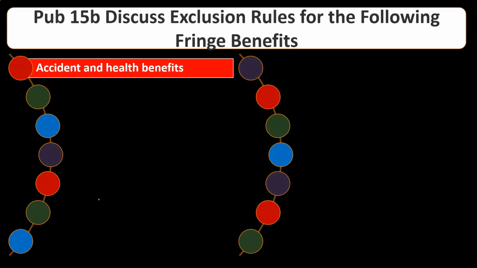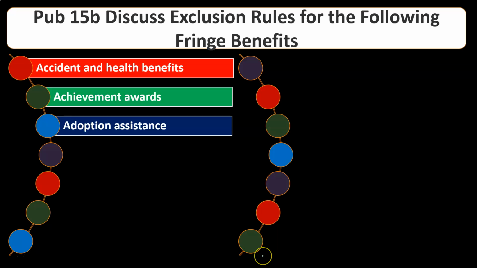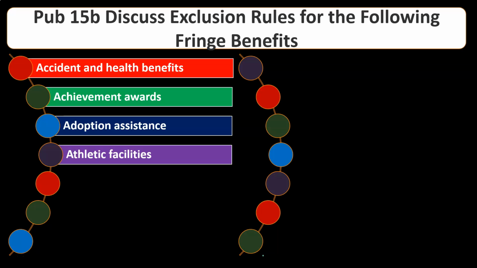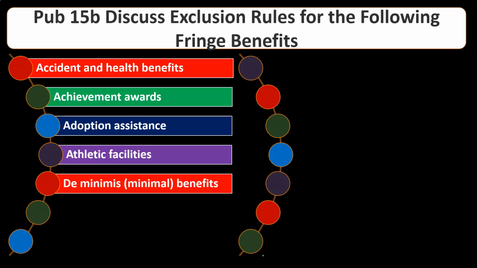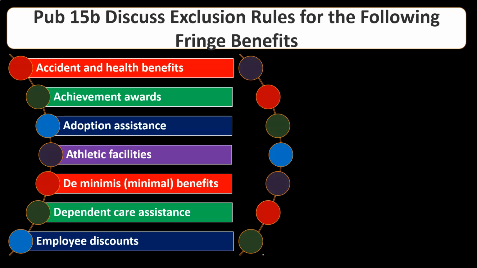So these are going to be from publication 15B, so you can look that up on the IRS website, irs.gov. Just type in publication 15B, which discusses exclusion rules for the following fringe benefits. Here are some of the fringe benefits that you want to be aware of and keep in your mind. If people ask you questions about it, then you can do more research on that if it's applicable. So: accident and health benefits, achievement awards, adoption assistance, athletic facilities, de minimis benefits, so those that are small or under what would be relevant, dependent care assistance, employee discounts.